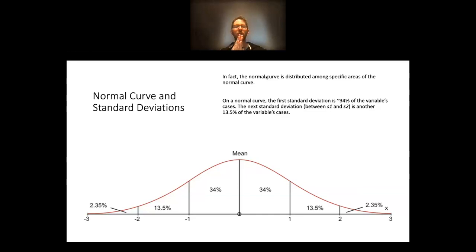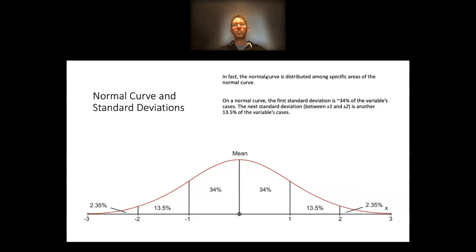And 34% of the cases lie within one standard deviation above, and another 34% of the cases lie within one standard deviation below, right? So this is just a property of the normal curve. Remember, this is theoretical. They are saying if we have this perfect bell curve, these are the attributes of that perfect normal bell curve. 34% of the cases are within one standard deviation above, and 34% are within one standard deviation below.